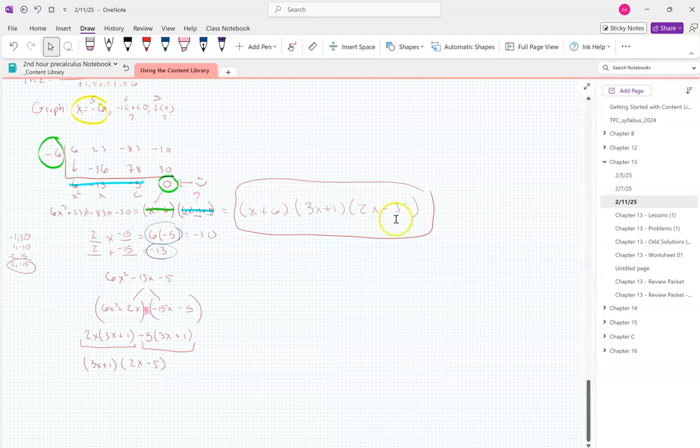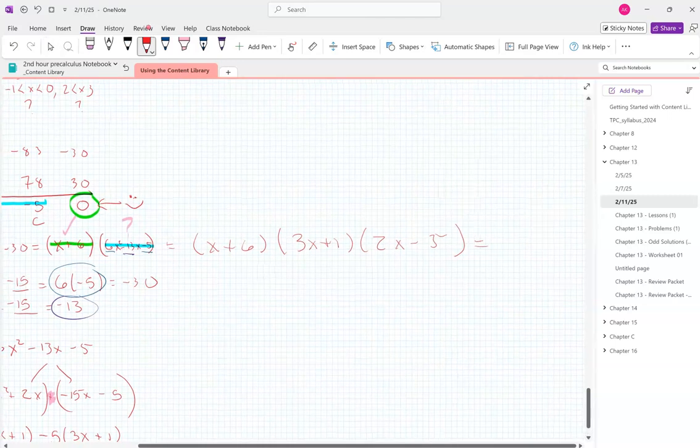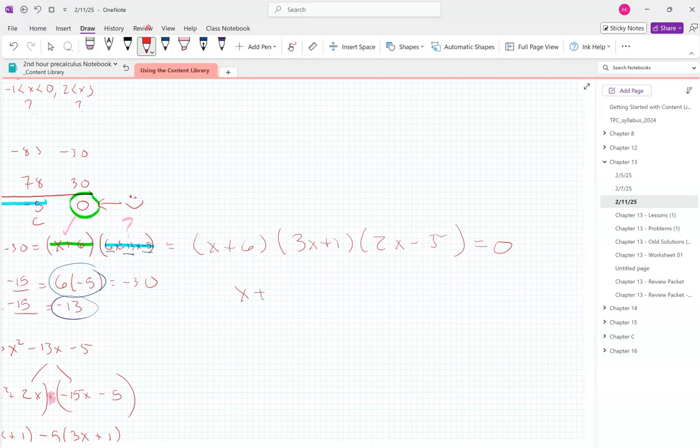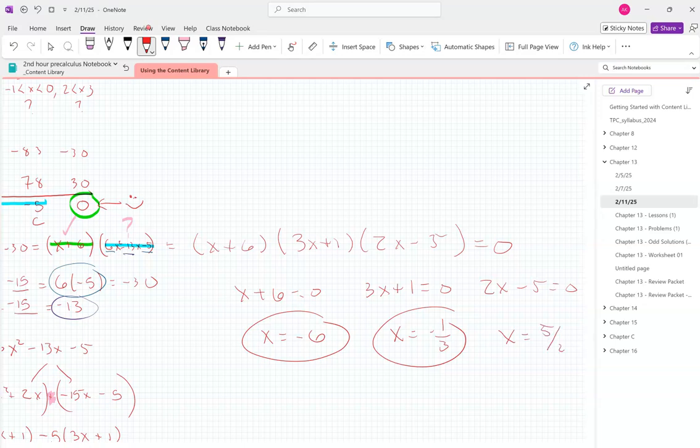This is my primary tool that I'm going to be using, because now that I've factored this, if I'm looking for the real zeros, I can now just apply the zero product property, set each of these equal to 0, and solve. And those are my real solutions.